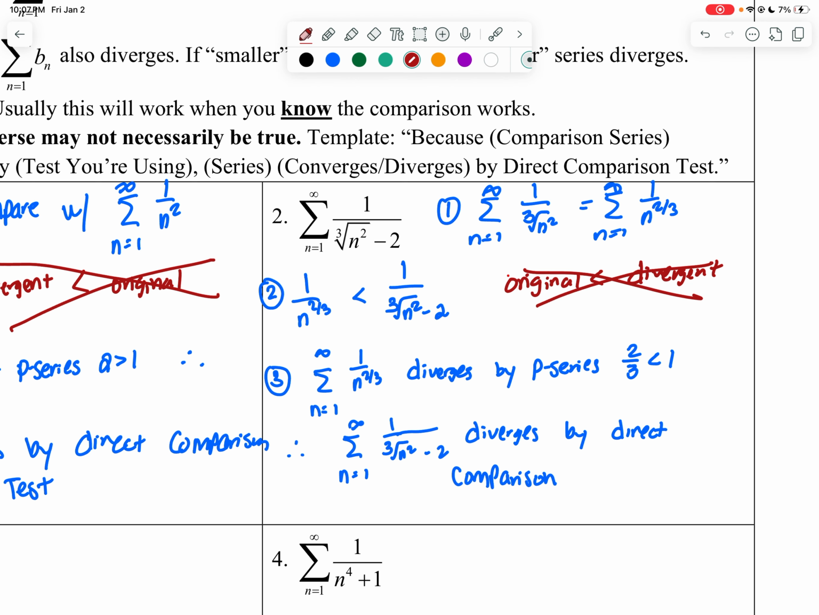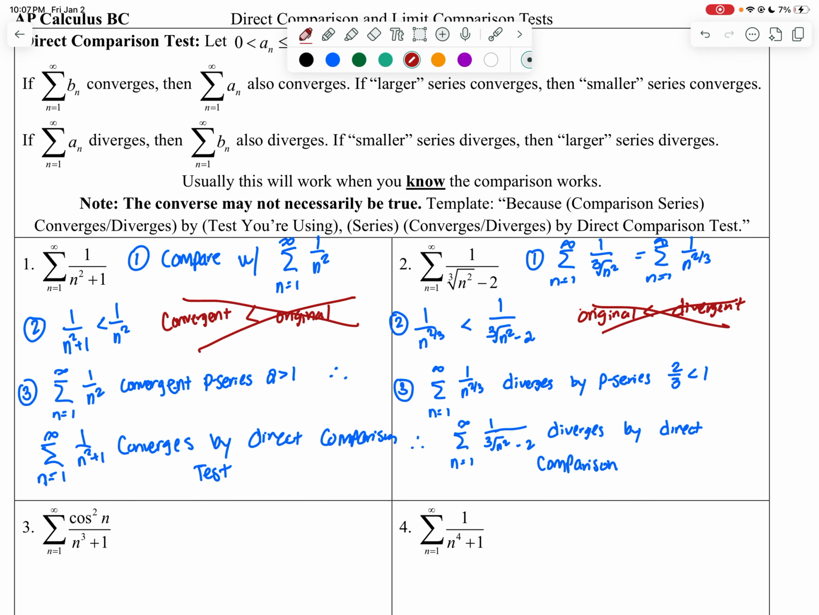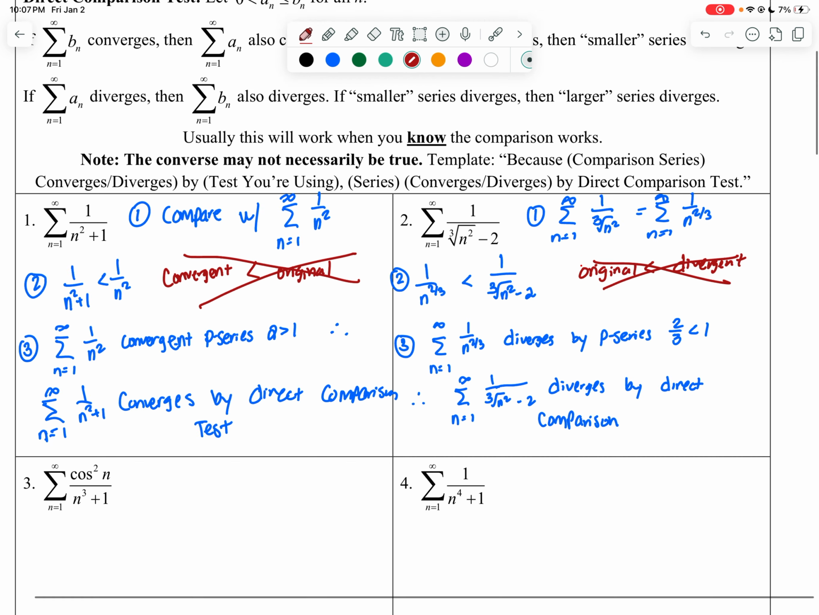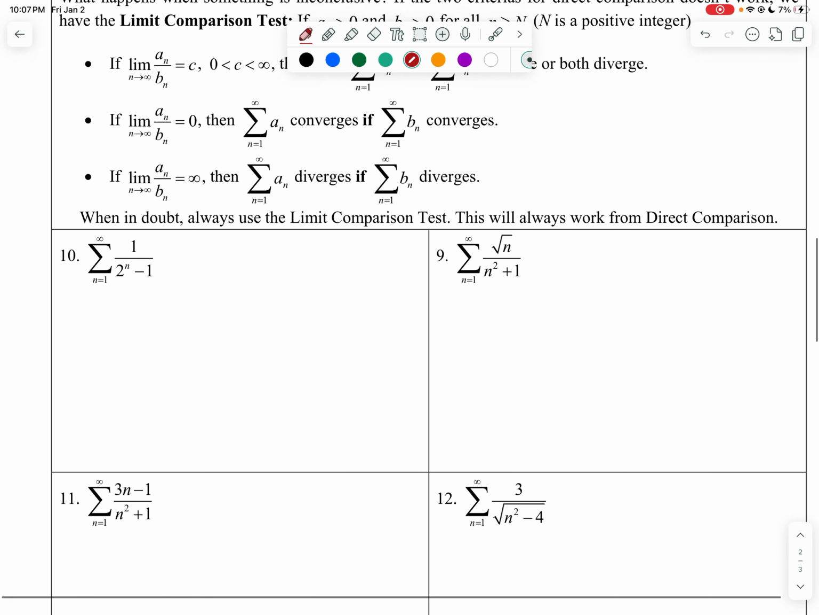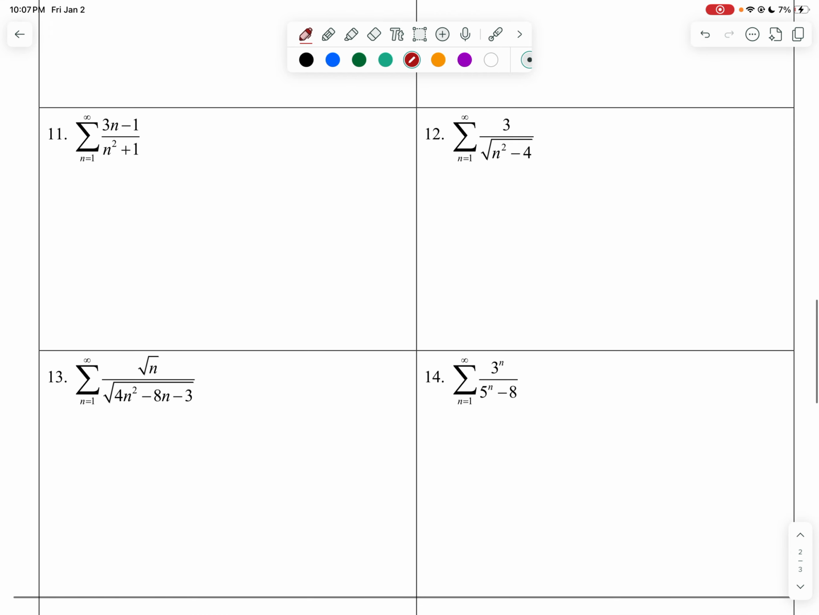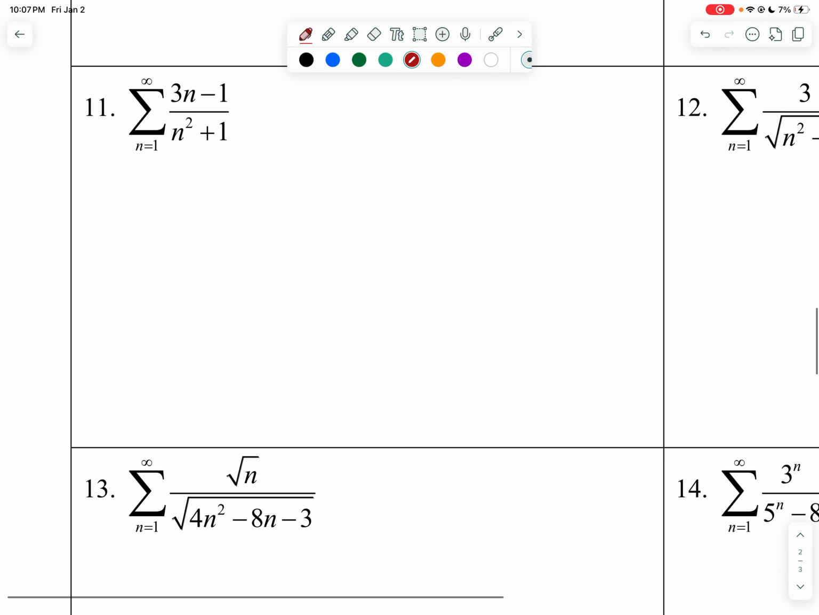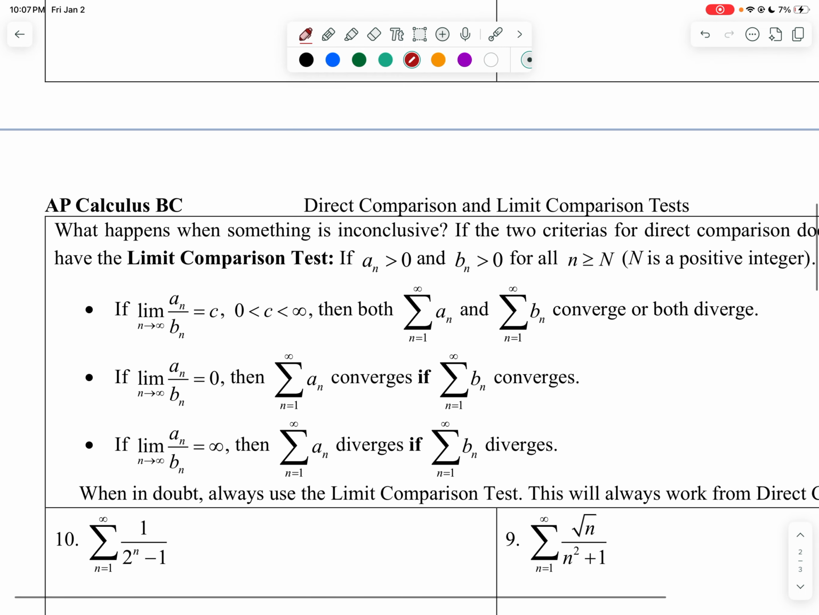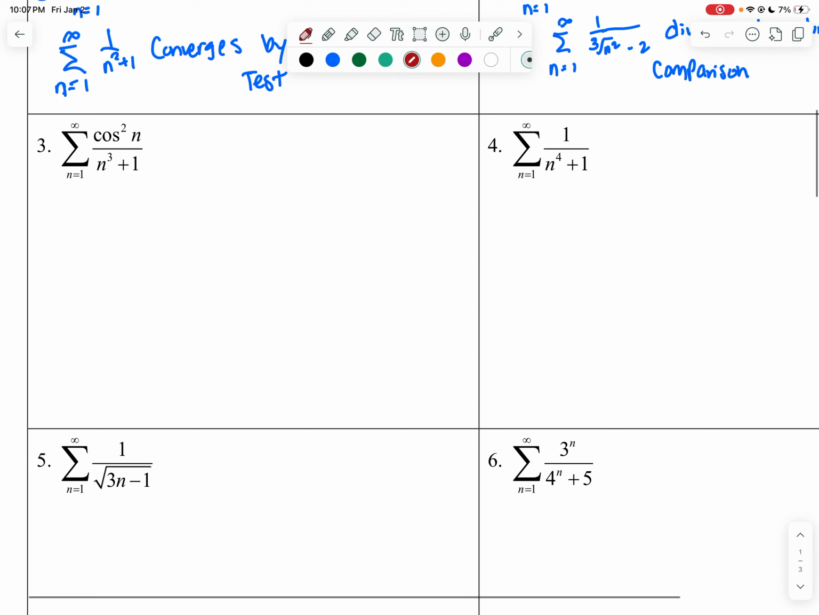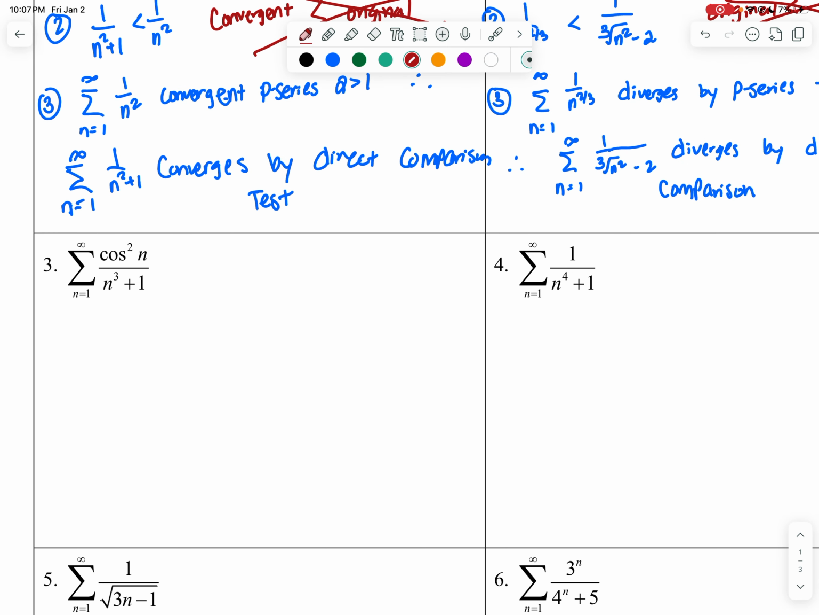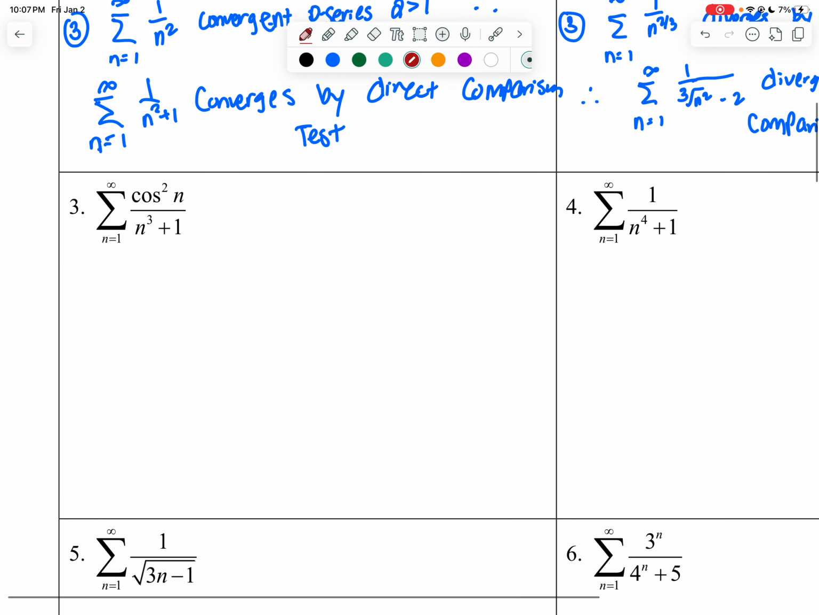Now, likewise, number 1 and number 2 were kind of easy for us because we thought about this in terms of, let's say, fractions, right? Something like number 13 here or number 11, where I don't know for a fact which one's going to be bigger and which one's going to be smaller. That's why we're going to have to use the limit comparison test, which is going to be in the next video. But for now, let's do 2 more in terms of number 3 and number 6.